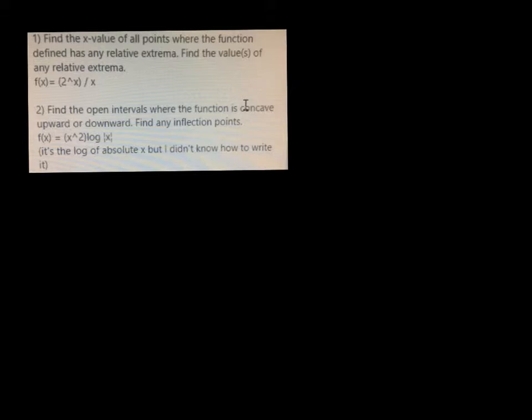us to find the first derivative, okay? And so f prime of x is going to look like this. It's a quotient rule question, and so we're going to take the derivative of the numerator first, and the derivative of something in the form of 2 to the x is ln 2 times 2 to the x, okay? Then we're going to multiply by the denominator, which is x, and then we're going to subtract the derivative of the denominator, which is 1 times 2 to the x.